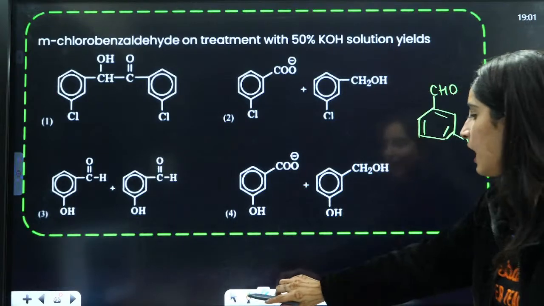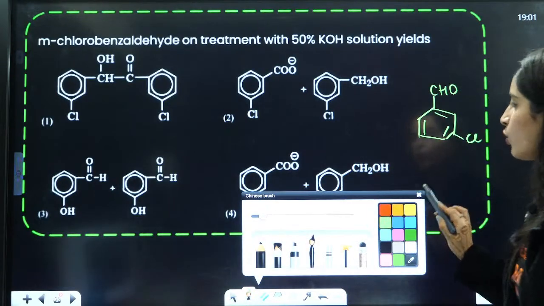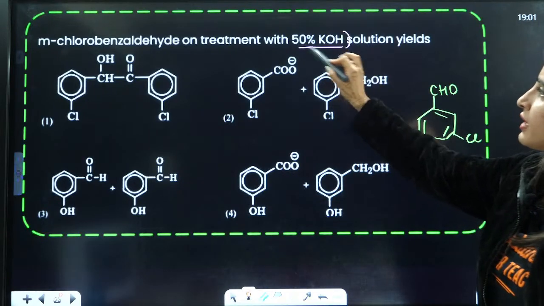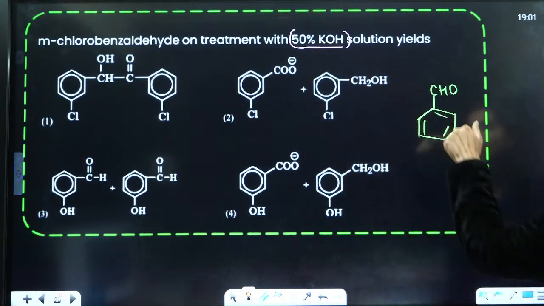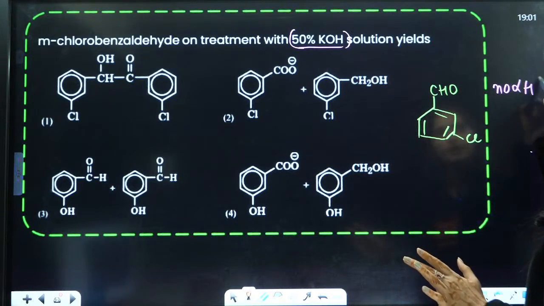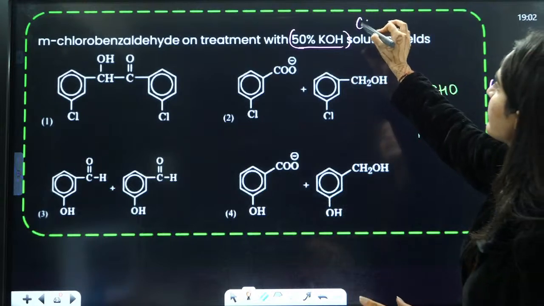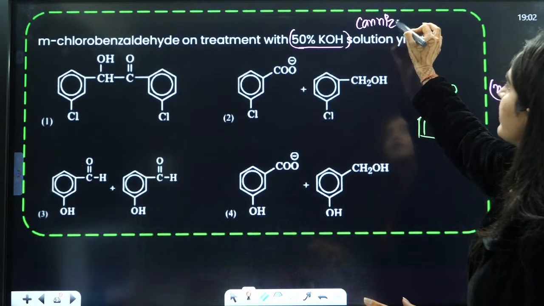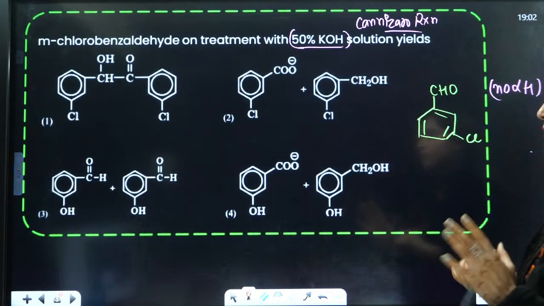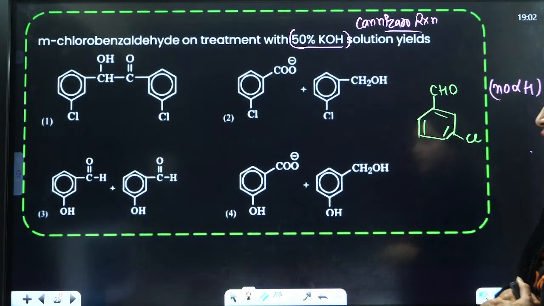Firstly, I can sense that there is some aldol or Cannizzaro reaction, because they are using 50% KOH. Now, it does not have any alpha hydrogens. No alpha hydrogen. That is why definitely it is a Cannizzaro reaction. That too we are sure about.